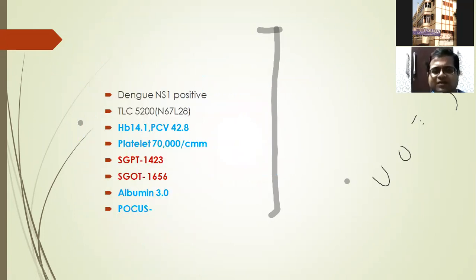So what is this on the labs? What do you get in the labs? Dengue NS1 positive, total count is 5,200. And there are a few things. So you see the hemoglobin is 14.1 and PCV is 42.8. Platelet is 70,000. So this is different from the previous three cases.